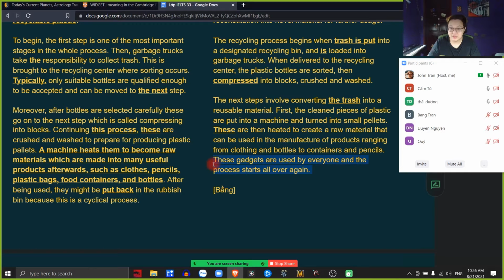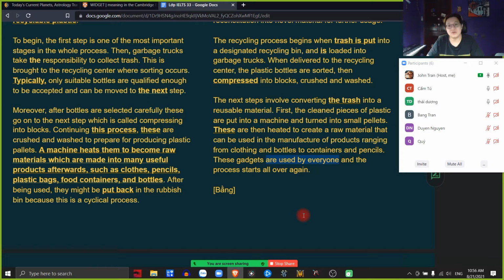This sentence is weaker, way weaker than the others. Why? Because you are mentioning they are used by everyone. Of course they will be used by everyone, but this information was not provided in the essay, and it is not important.